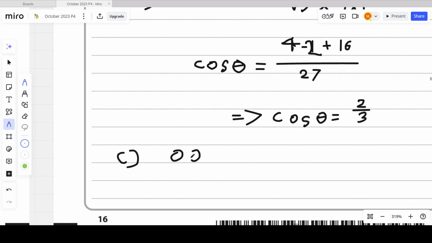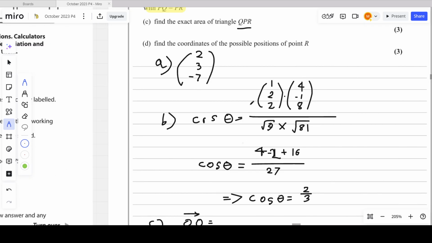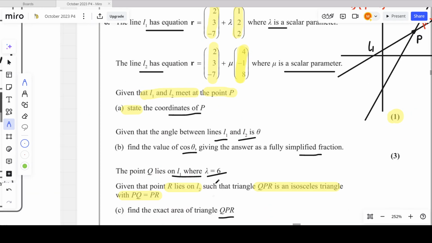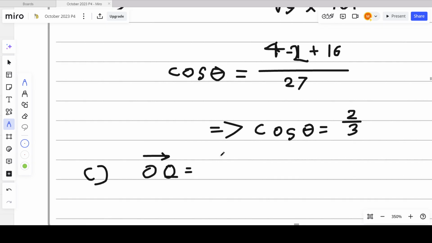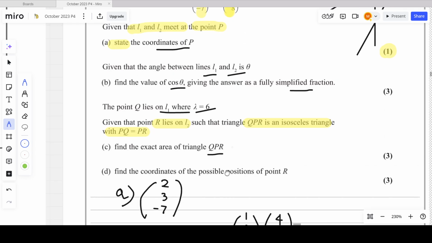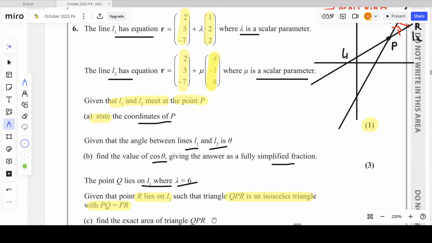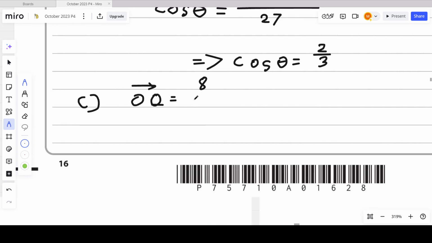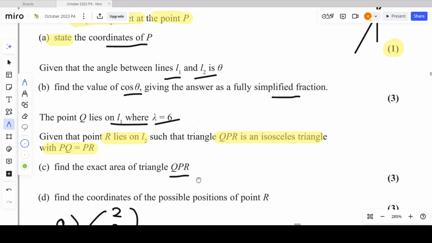So OQ would be what? Lambda equals 6 there. So 2 plus 6, that is 8. And then 3 plus 12, that is 15. The coordinates of point Q is (8, 15). And then what?